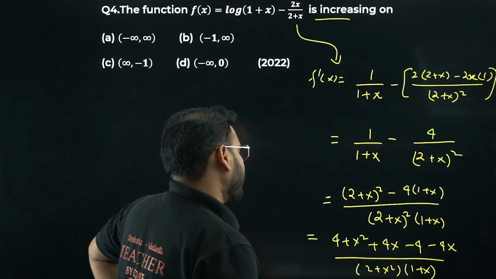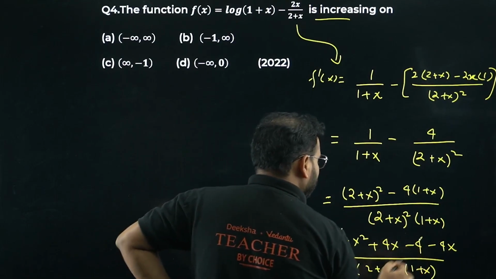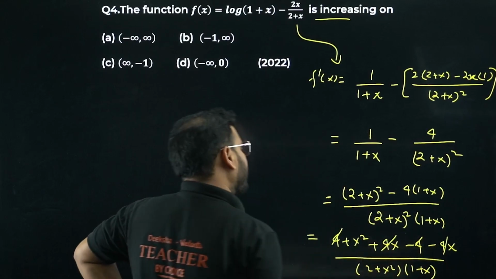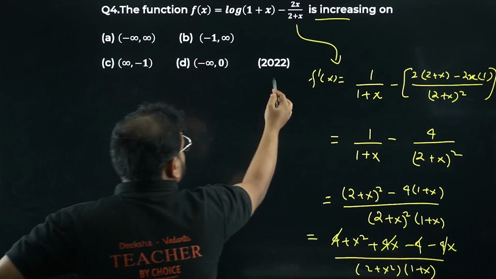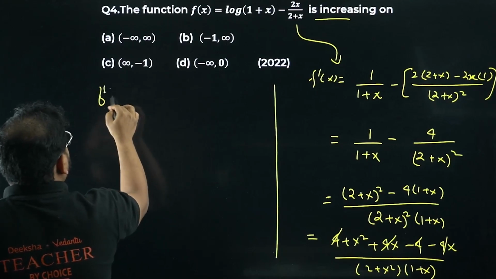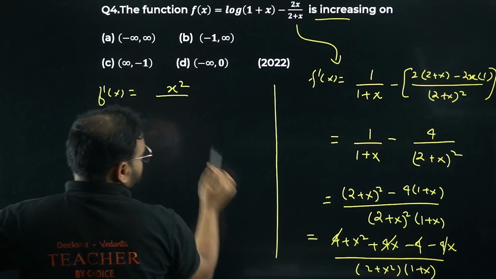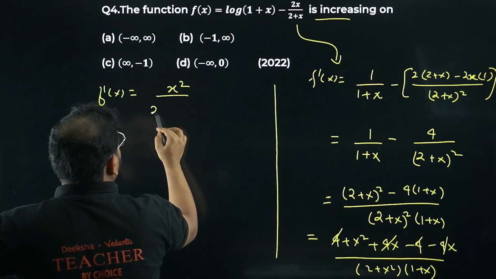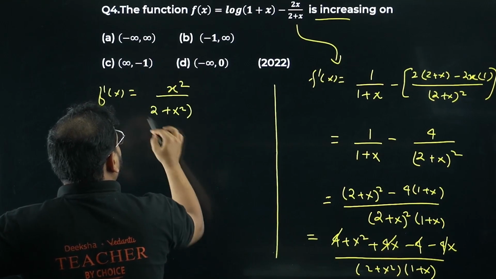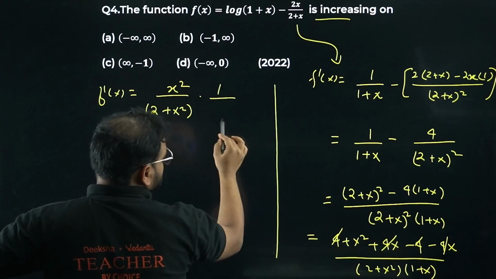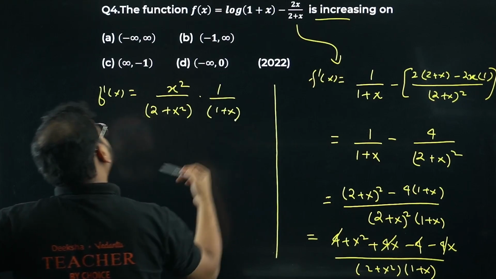Have a look. I'm getting rid of 4 and 4, is cancelled. 4x and 4x is also cancelled. Okay, so I have this value derivative. Please check. Derivative is now I have only x square in the numerator. I'll keep the whole square together. I have also over here 2 plus x squared together, and there is one value 1 upon 1 plus x. Think about it.